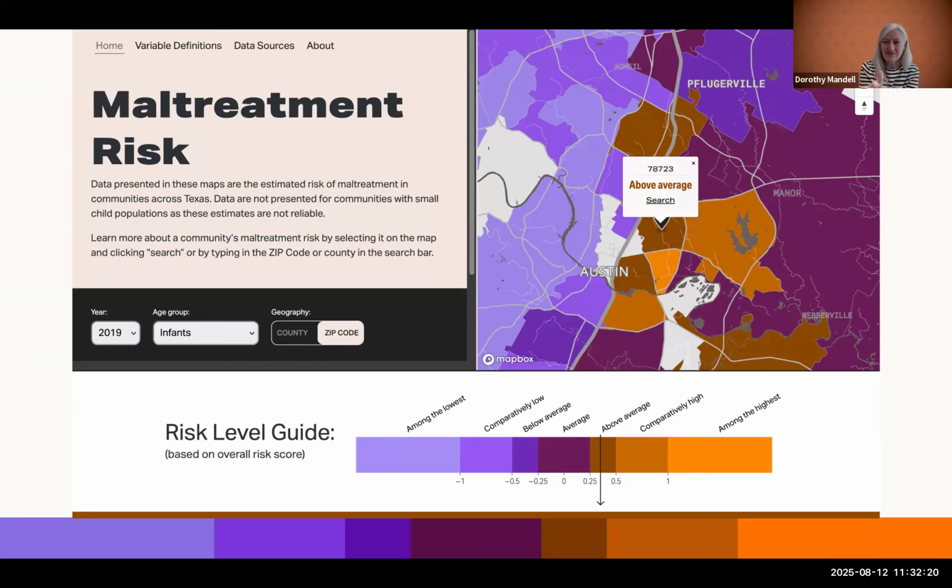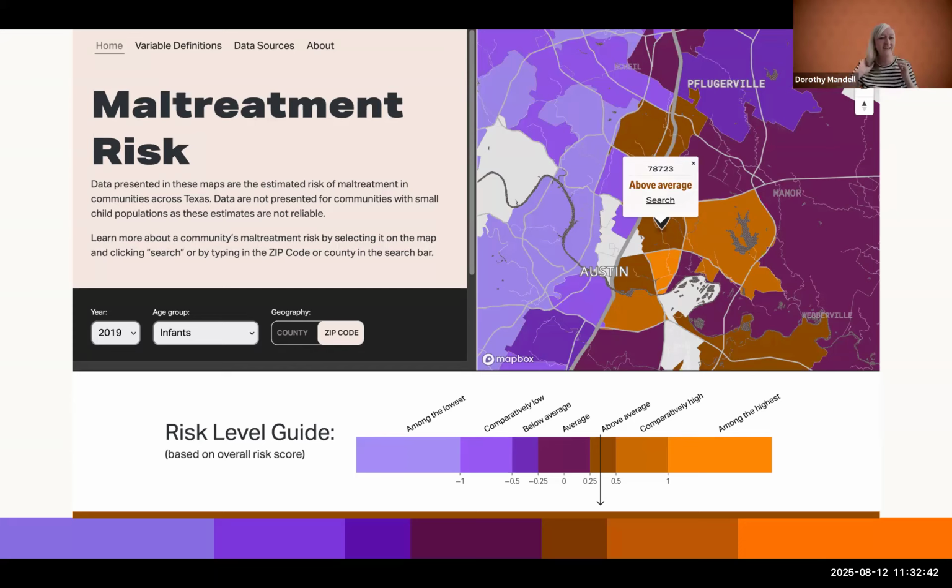But this is an interesting zip code. You'll see that this is our maltreatment risk maps. If you don't have the link to it, I'll make sure you do have the link. Maltreatment risk, we can get risk by county or zip code, and we're looking at infant level risk. For infant level risk, this is an above average zip code.